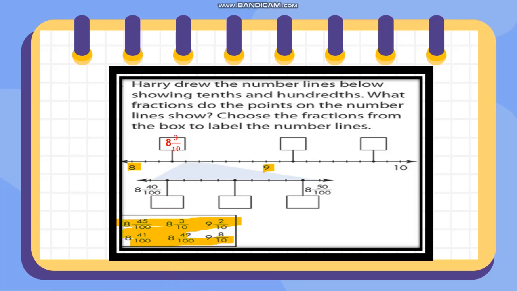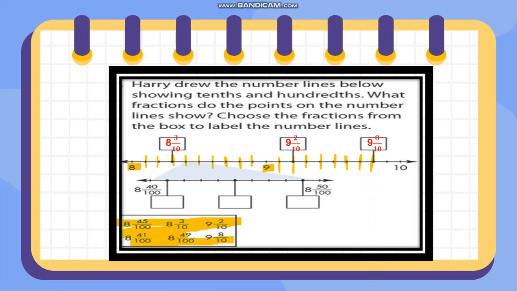Why? Because it is divided into 10 parts. 1, 2, 3, 4, 5, 6, 7, 8, 9, and 10. So this is 8 and 1/10, 8 and 2/10. So this is 8 and 3/10. So this is 9, 9 and 1/10, 9 and 2/10. So this is 9 and 2/10. 9 and 3/10, 9 and 4/10, 5/10, 9 and 6/10, 9 and 7/10, 9 and 8/10.